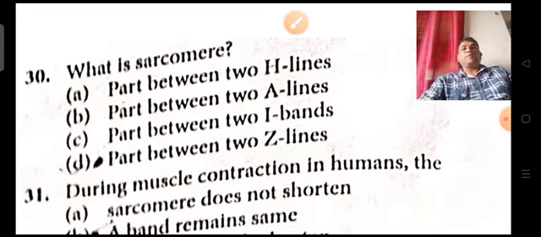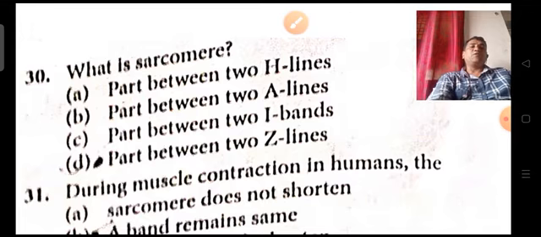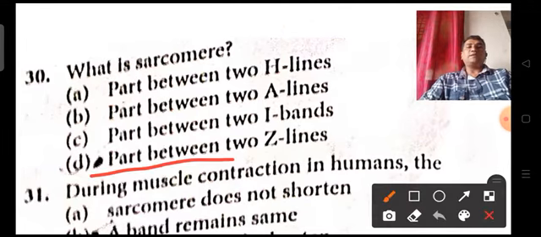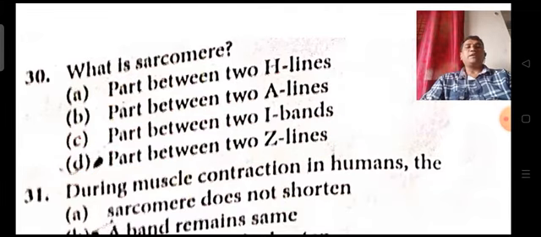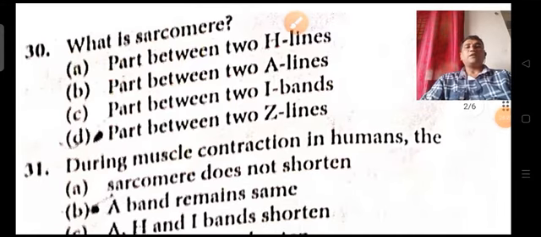The part between two consecutive Z lines is called a sarcomere. From the given options, or else we can easily define it: the part between successive consecutive Z lines is called the sarcomere. So D option is the right option.